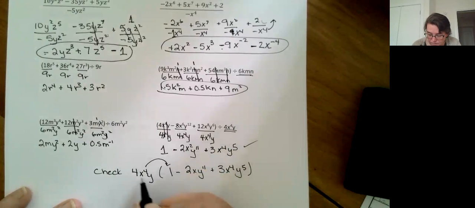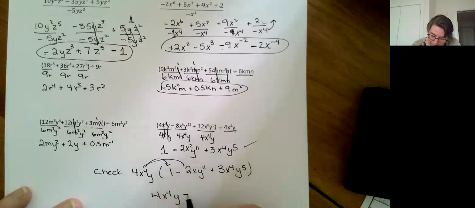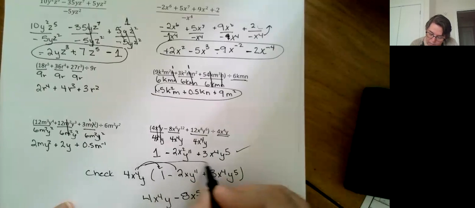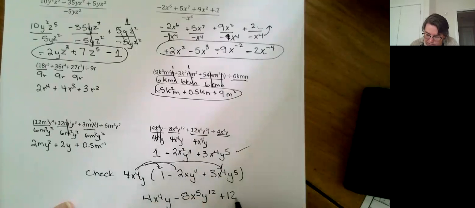Distributive property. So 4x to the 4th y times 1, which is going to be 4x to the 4th y. Minus 4 times 2 is 8. X to the 4th times x is going to be x to the 5th. Y times y to the 11 is y to the 12. And one more time. 4 times 3 is plus 12. X to the 4th times x to the 4th is x to the 8. Y times y to the 5th is y to the 6th.